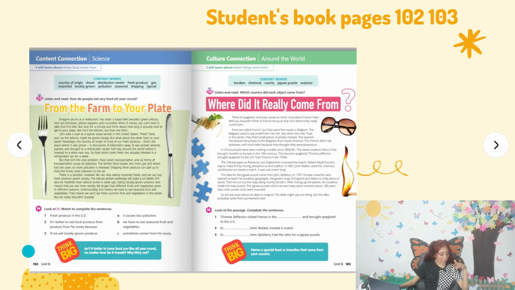Think big activity. Isn't it better to have food you like all year round, no matter how far it travels? Why not? Okay, so this is up to you. You can write your own answers.